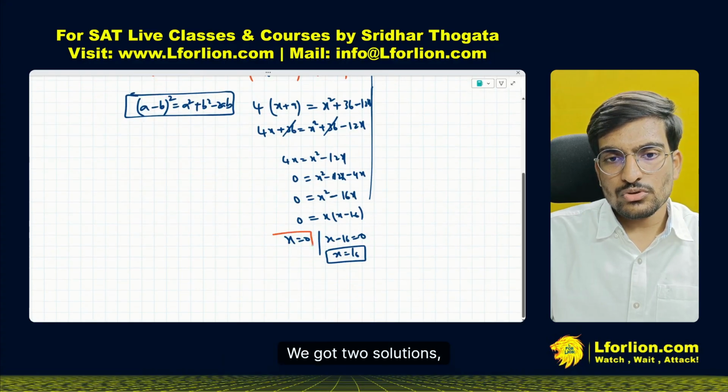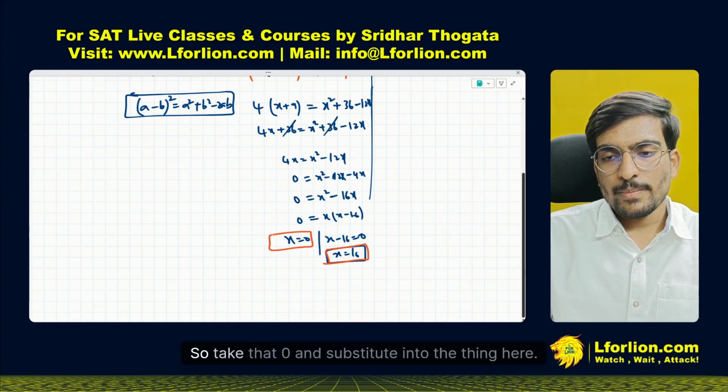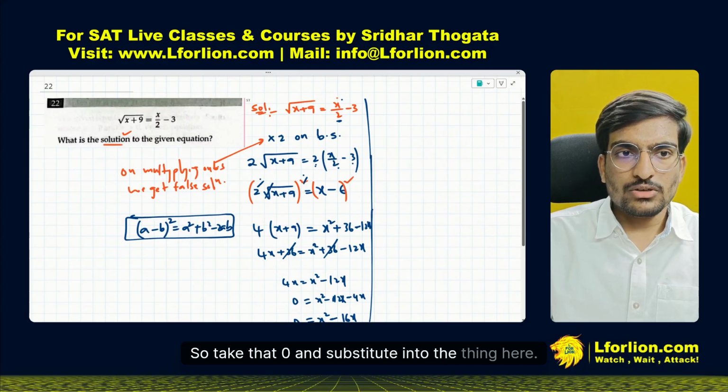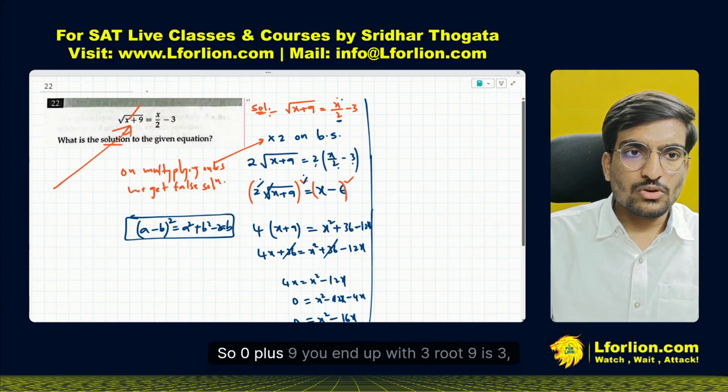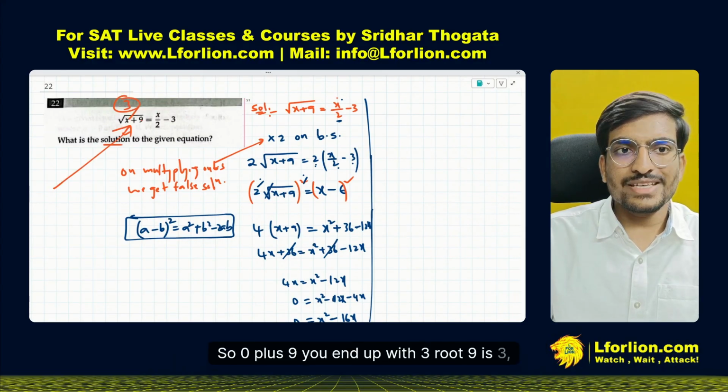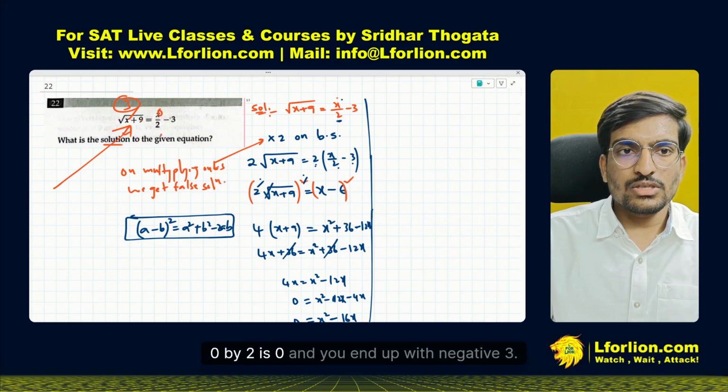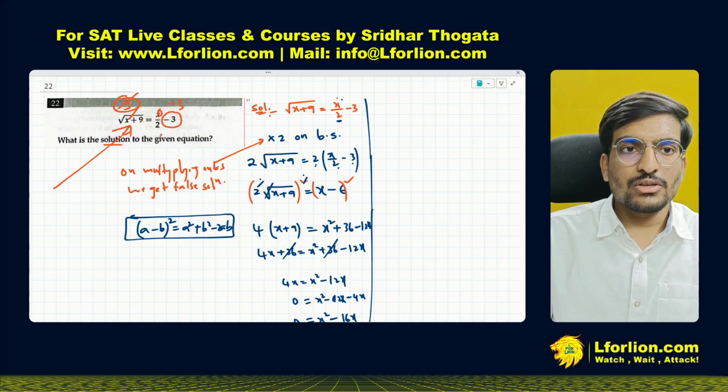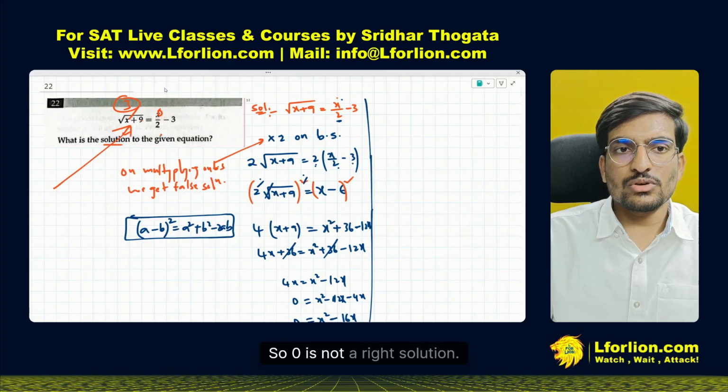We got two solutions, x is 0 and 16. So take that 0 and substitute into the equation. 0 plus 9, root 9 is 3. 0 divided by 2 is 0, and you end up with negative 3. Both are not matching, so 0 is not a right solution.